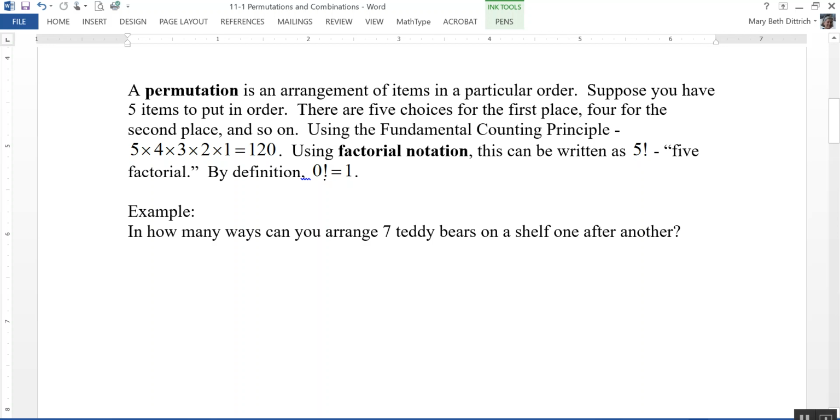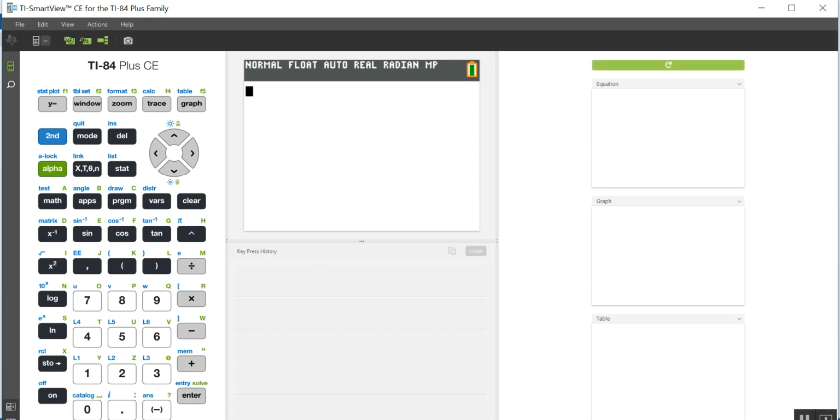So here's an example. In how many ways can you arrange 7 teddy bears on a shelf, one right after another? And that would be 7 factorial, because you have 7 choices for the first spot, 6 for the second, and so on. So how are we going to do that? I don't really want to do 7 times 6 times 5 and so on. You can actually do this with your graphing calculator.